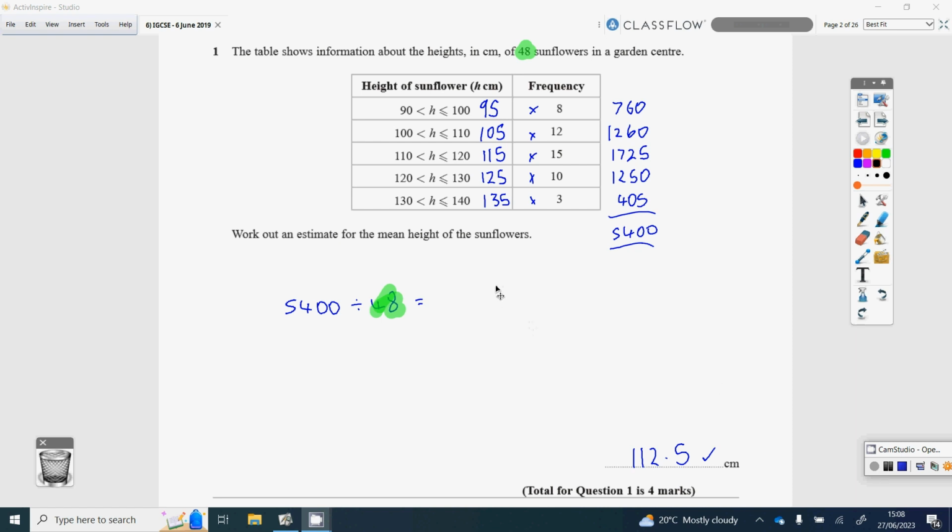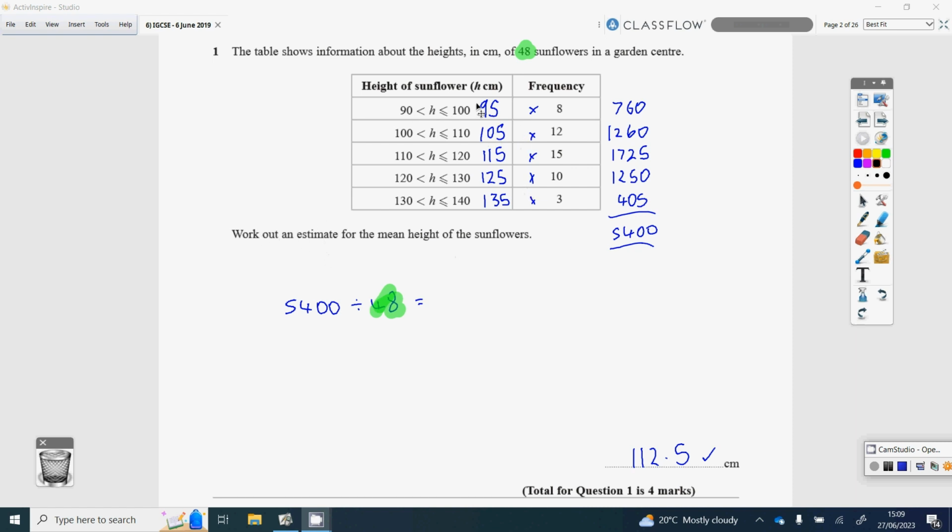So the first thing we do is find the midpoint of these ranges here. Halfway between 90 and 100 is 95, halfway between 100 and 110 is 105, and so on. From then onwards, we're just going to pretend these 8 sunflowers are exactly 95 centimetres high, and these 12 sunflowers are exactly 105 centimetres high, which of course they're not. They're somewhere in these ranges, but that's why it's an estimate for the mean.